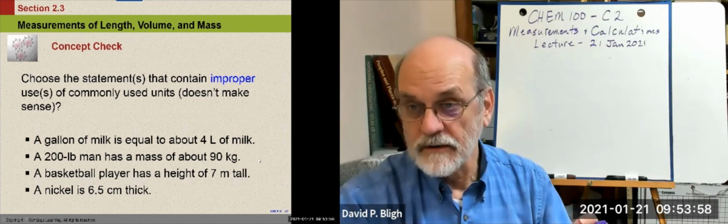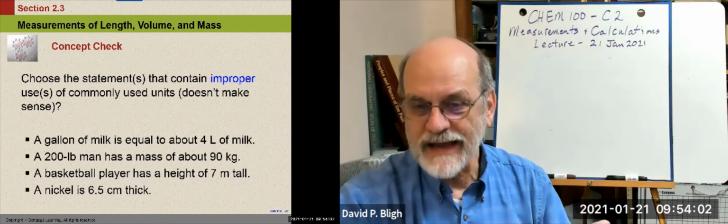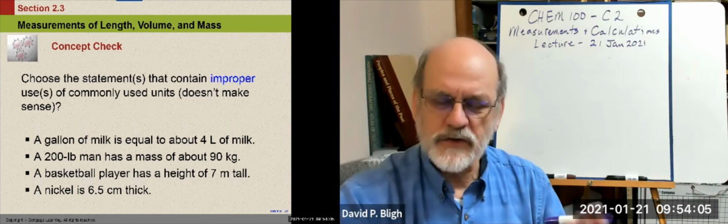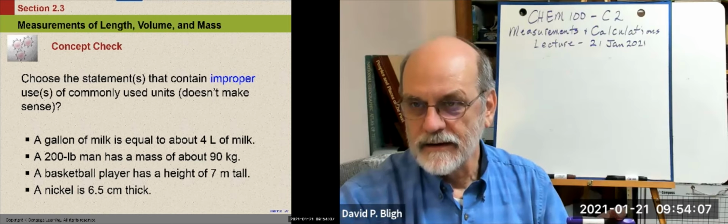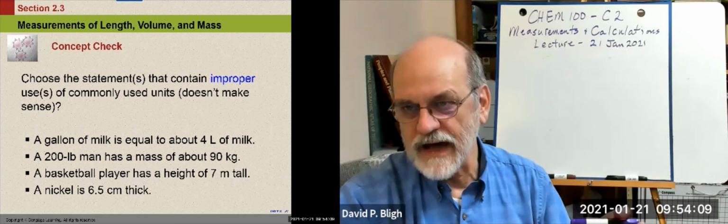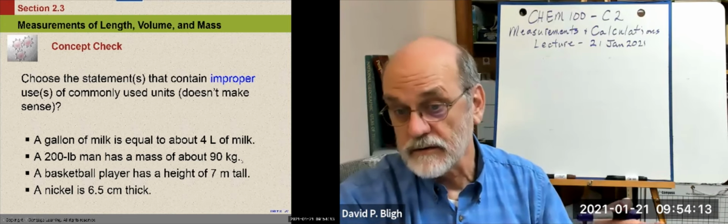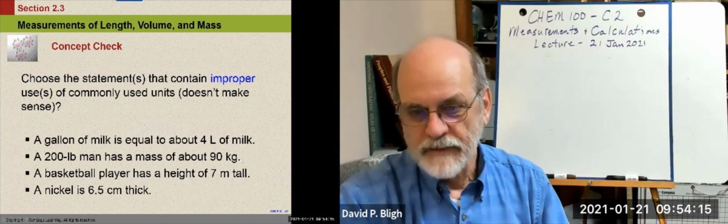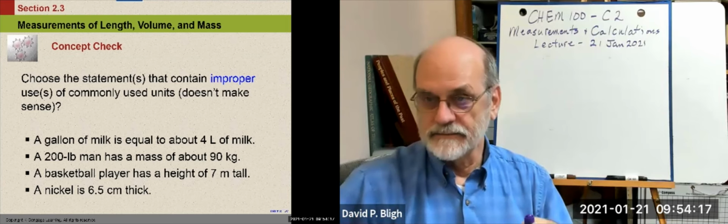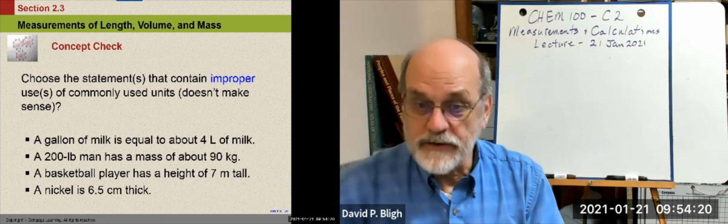Is that reasonable? Well, what's the relationship? 2.2 times 90 is what? Well, 2 times 90 is 180, and a tenth of 90 is 9, times 2 is 18. Yeah, it's pretty close to 200 pounds, right? That's reasonable. What I just did was estimate, and that's a good habit to get into also.